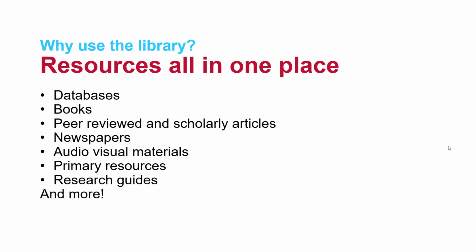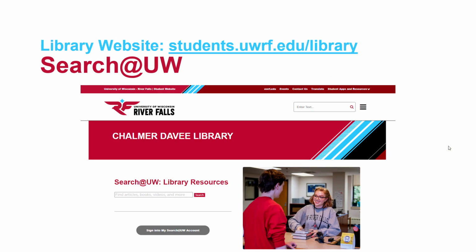We have library databases full of materials, print books and ebooks, peer-reviewed and scholarly articles, newspapers, and more, all available to you through the library. You can access all of these items through our library website. Here's a screenshot of our website and Search UW, which is the big search box on the website. You should be using Search UW for most of your research for your class projects and assignments while you're here at University of Wisconsin-River Falls.